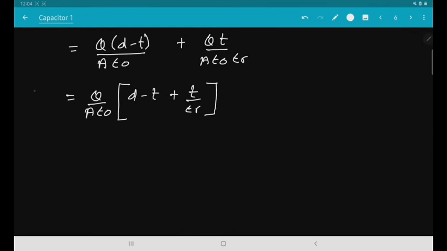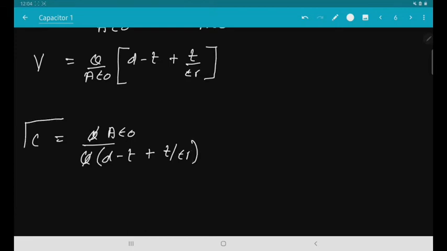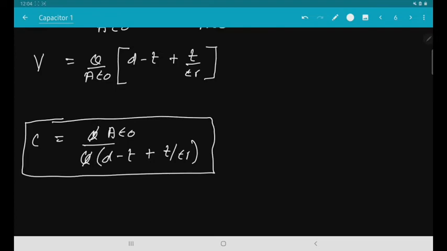Now we can put this value of potential in the equation for capacitance. Capacitance will be Q divided by V, so A epsilon naught will go in the numerator. In the denominator we have D minus T plus T divided by epsilon r. Q will get cancelled. So we will get an equation for the capacitance if the dielectric is not fully occupying the space between the plates. Again the process is same. We have considered the electric field, and from that electric field we have tried to find out the capacitance.